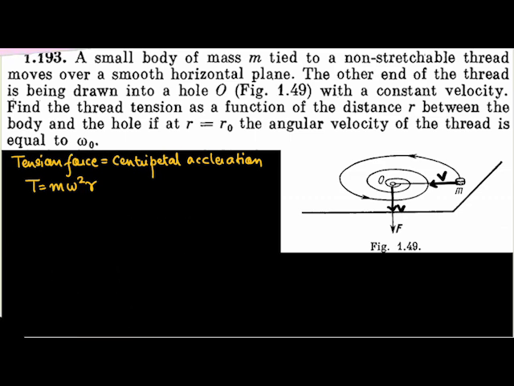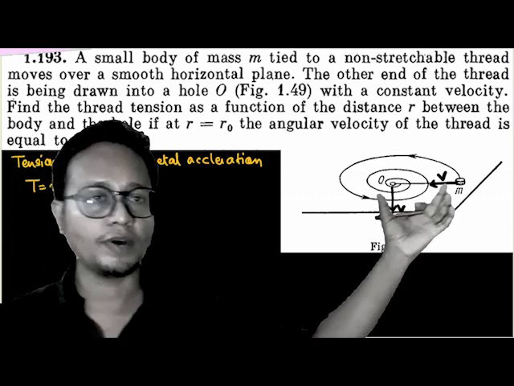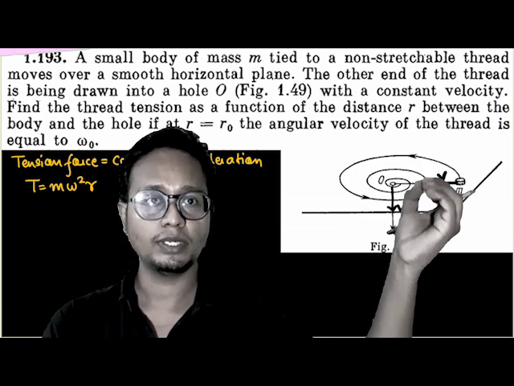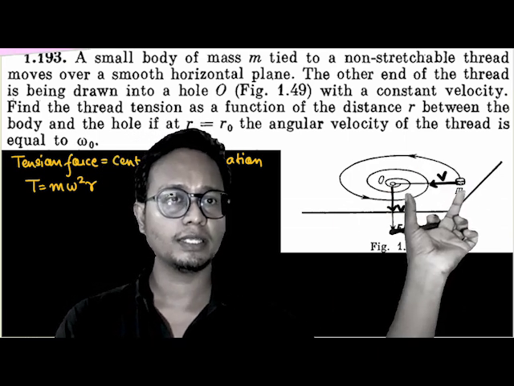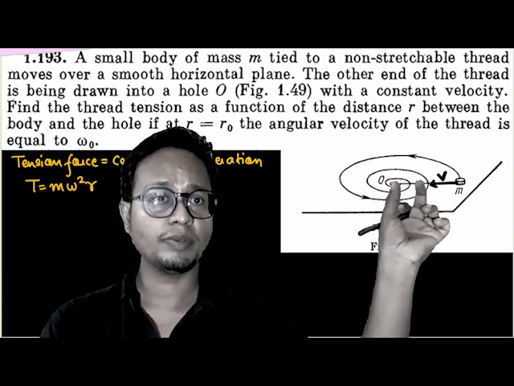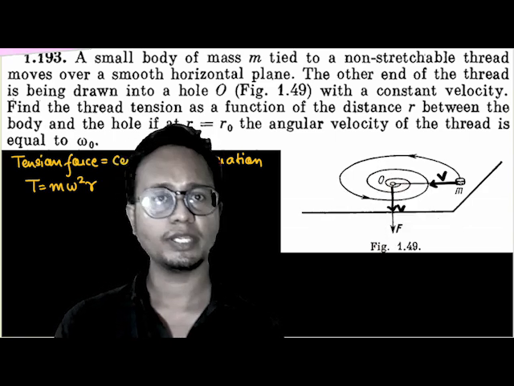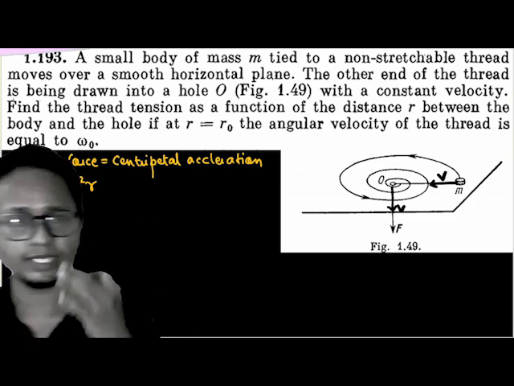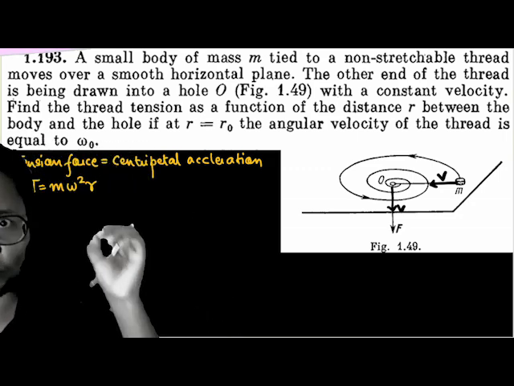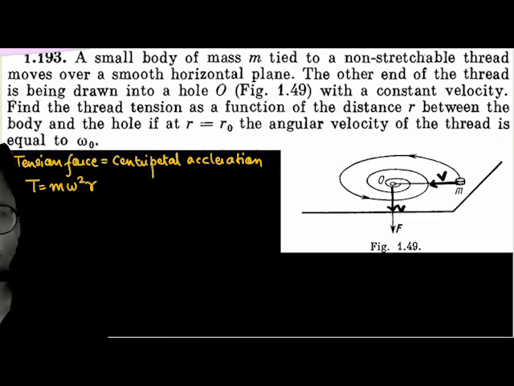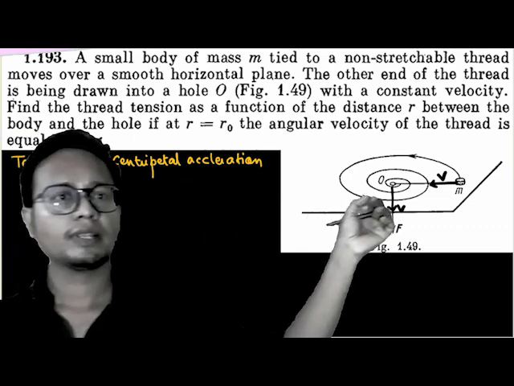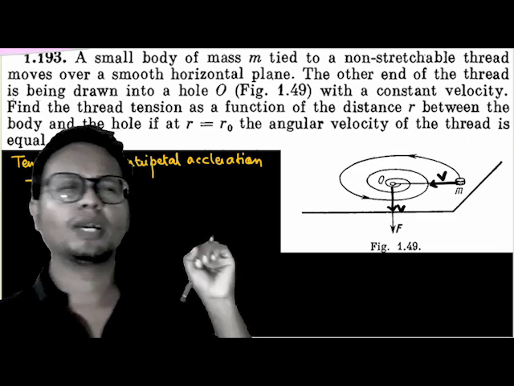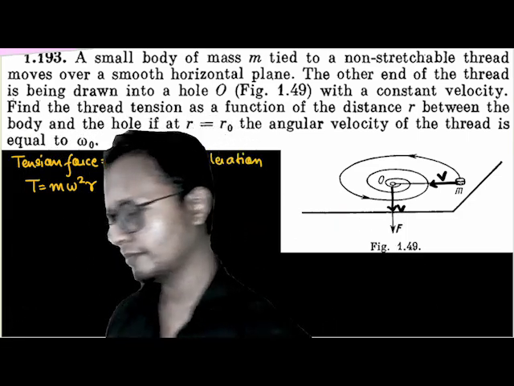There's a little bit of a problem here. The value of r will keep on varying as the body moves closer to the hole in the spiral orbit. See, r is here, r will become smaller here, much smaller here, and very small here. So what is happening here? The value of r is changing. So there must be a relation between omega and r. Why? Because the force here is equal to m omega square r. So what is the relation between omega and r?